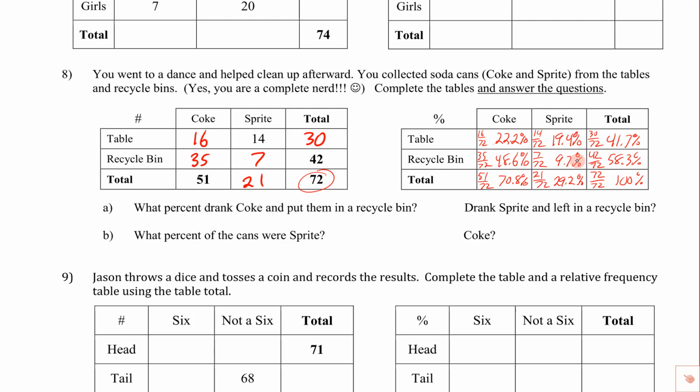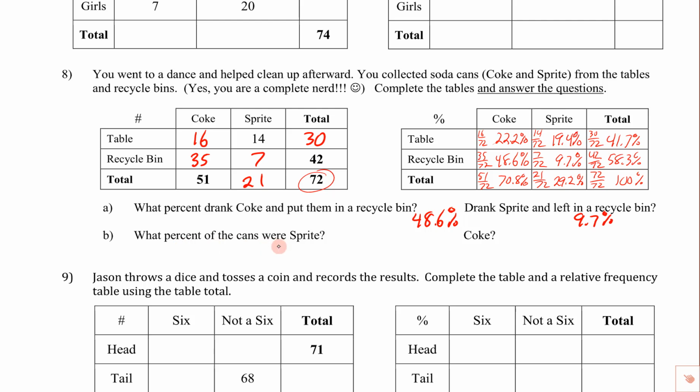And then it says answer a couple questions. What percent drank Coke and put them in a recycle bin? So Coke and a recycle bin. This is this number right here that can be described two ways, Coke and recycle bin. So this is 48.6%. Next, drank Sprite and left it in the recycle bin. So Sprite and left it in the recycle bin. That's this one right here, so that's going to be 9.7%.